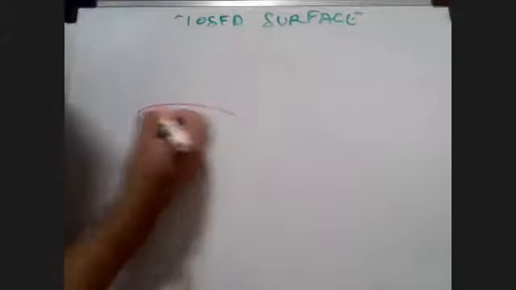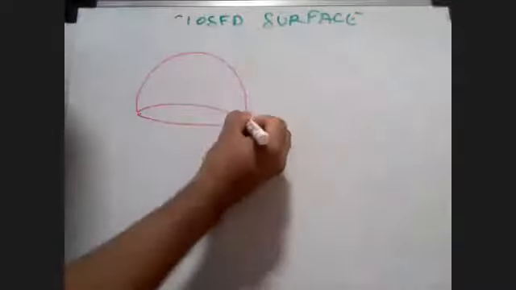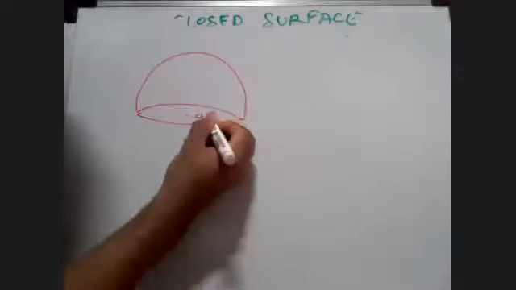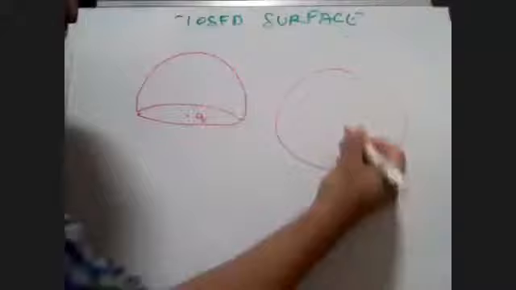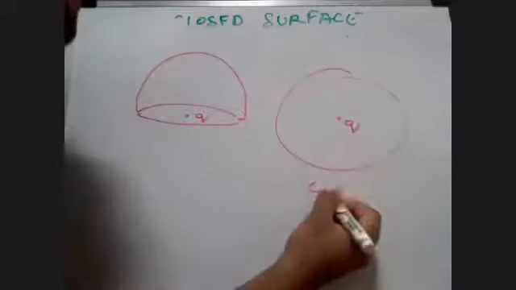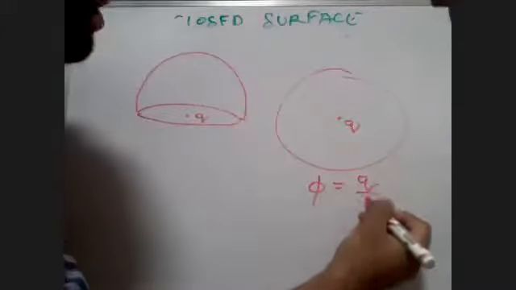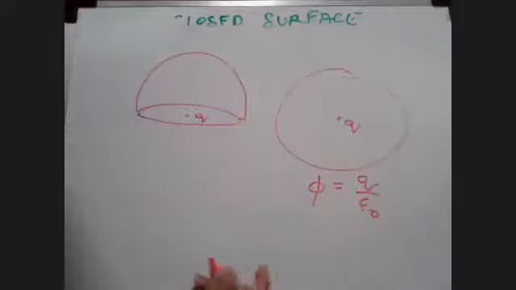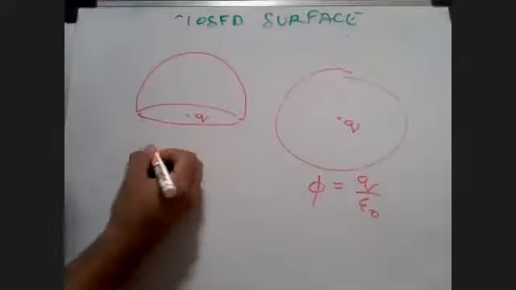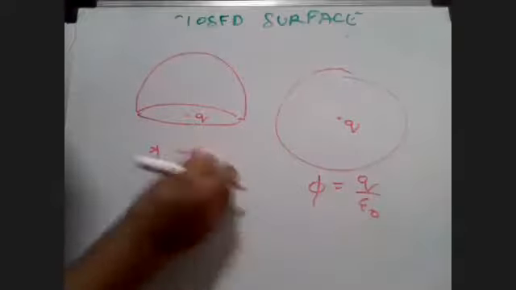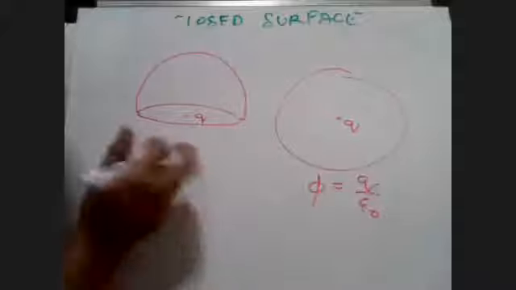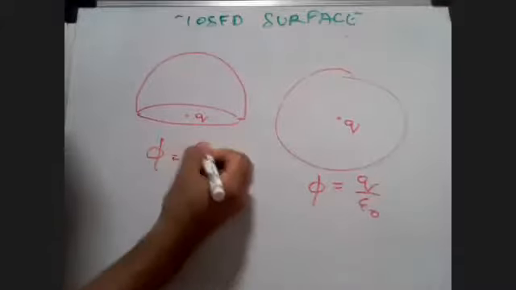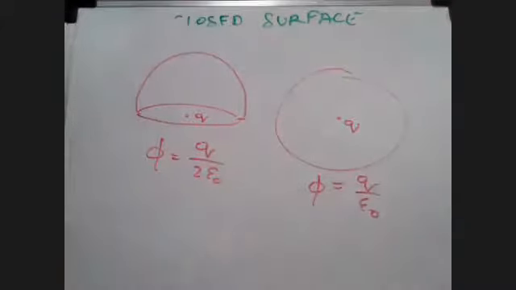Guys, listen, this is a hemisphere, no? I said there's a charge Q here. When I talked about an entire sphere and there was a charge here, what did we get? Flux. Flux we got as Q upon epsilon naught. So if phi is Q upon epsilon naught for a sphere, what will it be for a hemisphere? It will be half of it, no? Understood? So it will be Q upon 2 epsilon naught. You got it? Everyone got it? Okay.